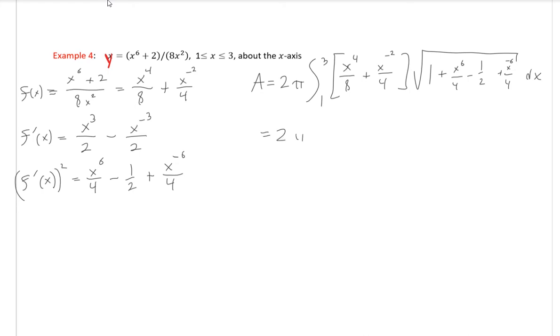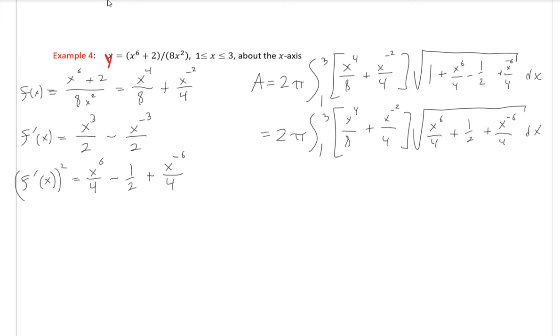That inside we've done before. X to the 4th over 8 plus x to the negative 2nd over 4. This inside, the minus 1/2 and the 1 will combine, and we'll get x to the 6 over 4 plus 1/2 plus x to the negative 6 over 4 dx. And if we yet again notice, the amount that's inside the square root looks almost like what I started with in it. This just has a minus 1/2, and that's because it was a minus value squared.